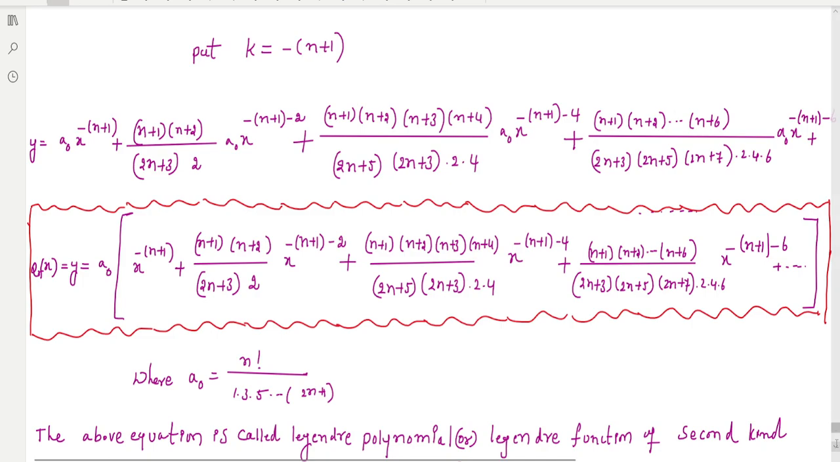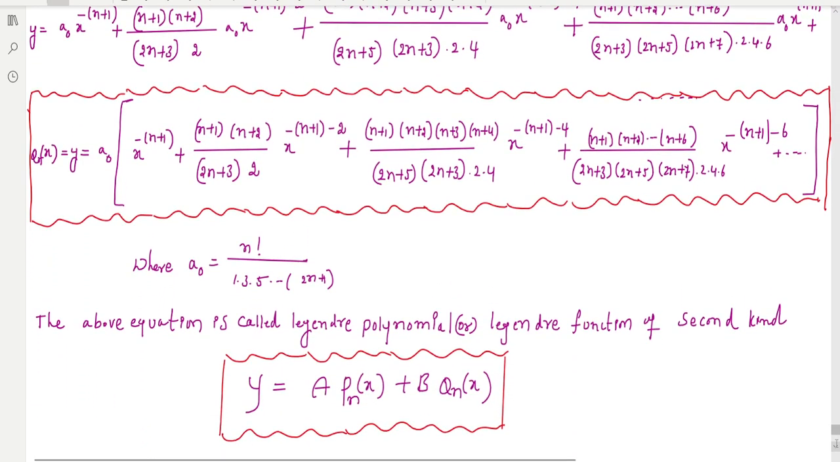So finally, these two equations, whatever Pn of x and Qn of x are there, we need to combine these two equations, then you will get this polynomial equation, our Lagrangian polynomial solution. So simply we can write y is equal to a Pn of x plus b Qn of x. So this is our Lagrangian function of second kind. This is the Lagrangian function of first kind. So this is our Lagrangian polynomial solution.